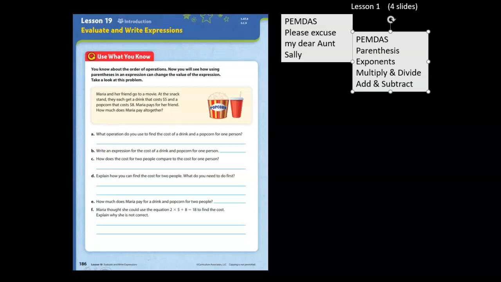Okay, letter A. What operation do you use to find the cost of a drink and a popcorn for one person? You would use addition.